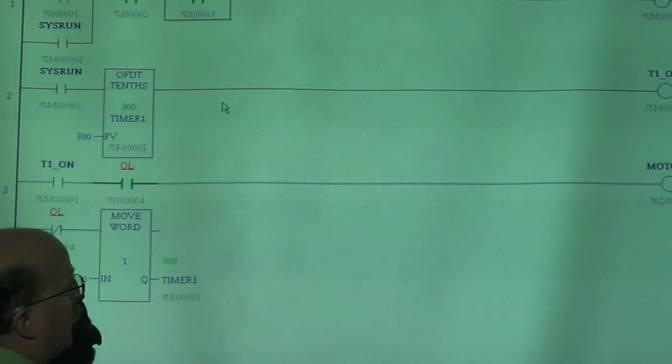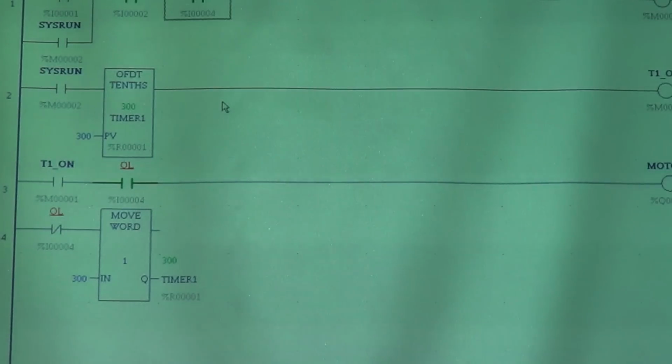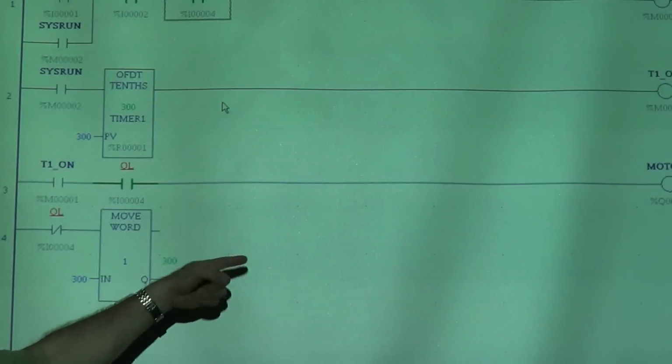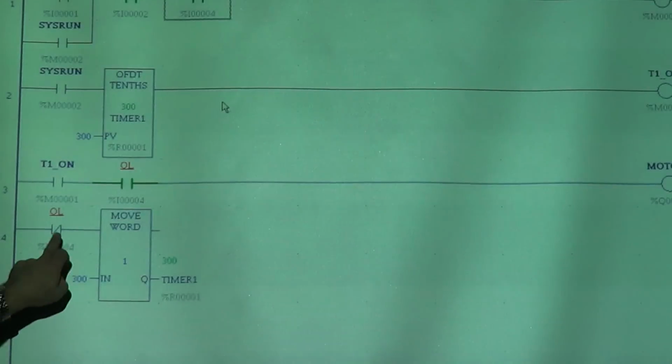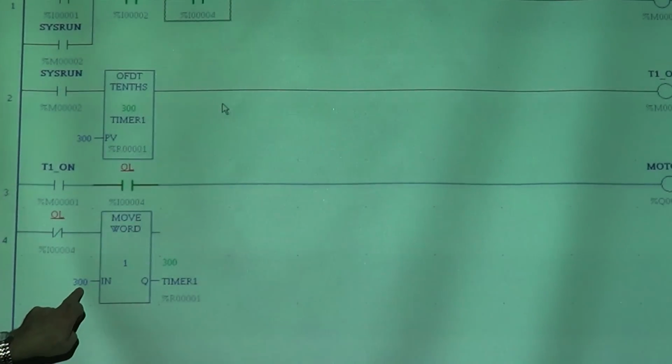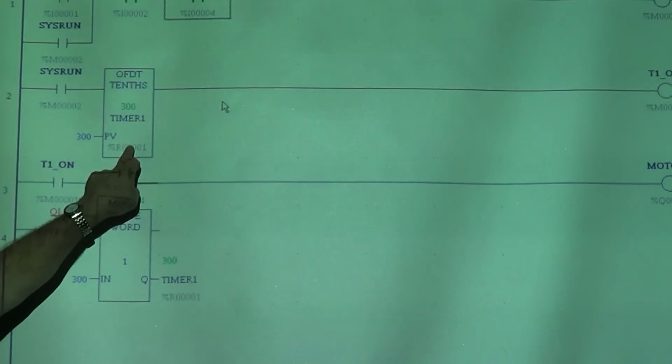I can put other move words or other functions after there, but if there's nothing after that, it just says, oh, there's nothing more, and I move on. So once that gets energized, it sends that function. Once this is energized, it picks up 300 and writes it into that address.